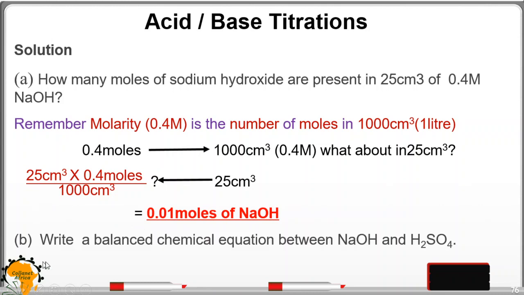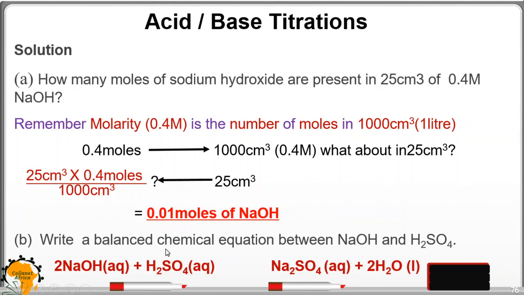Part B, write a balanced chemical equation between sodium hydroxide and sulfuric acid. So the balanced equation: sodium hydroxide, sulfuric acid, and since this is a dibasic acid, it has two replaceable hydrogens, hence you find the reacting ratio, the mole ratio, is 2:1. So that is a balanced equation.